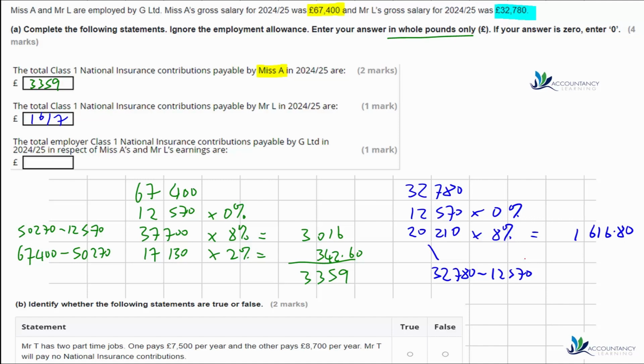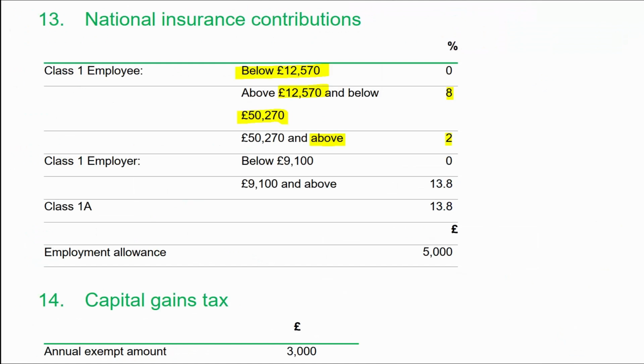Then the third part asks us, what are the employer Class 1 National Insurance contributions payable by G Limited in respect of both of the employees? So again, let's have a look at the reference materials to remind us how this works. For the employer, we've got the first threshold of 9,100, so there's nothing to pay for that, and then above that figure it's 13.8%.